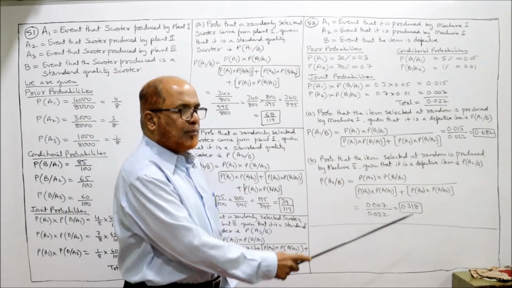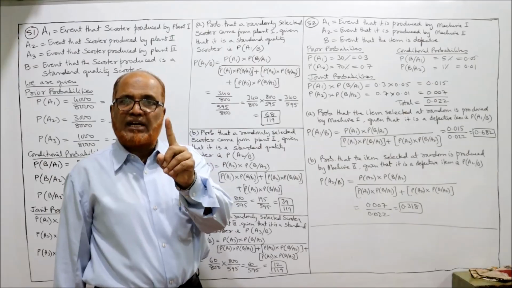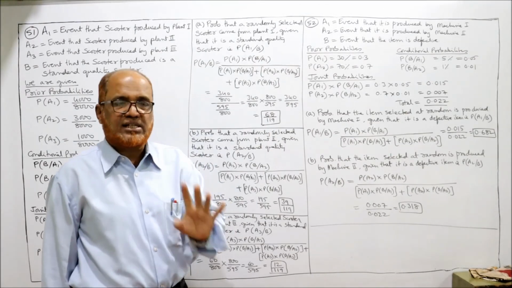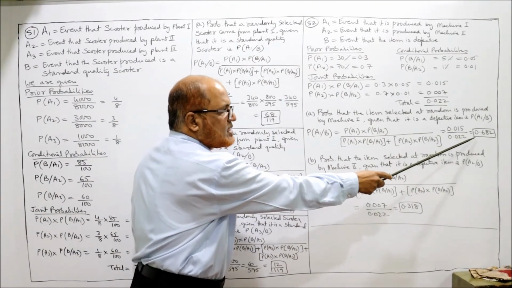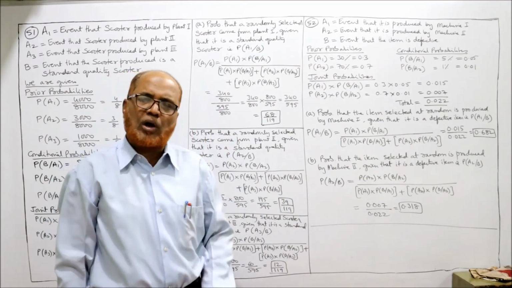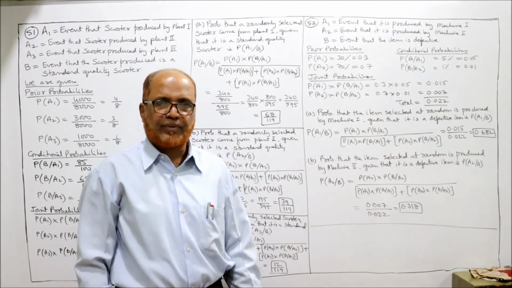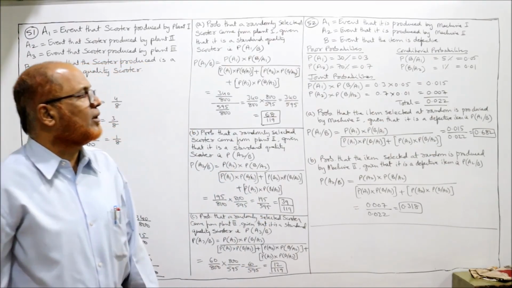So this is the posterior probability. If you add up the posterior probability, you must get 1. Cross verify whether your answer is correct or not. If you add up 0.682 plus 0.318, you should get 1. Always, the total of the posterior probability must be equal to 1. That's it. So this is the end of problem number 52.